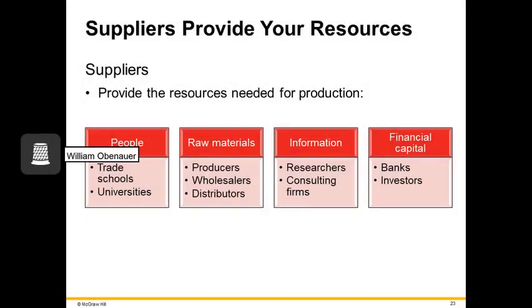Within our competitive environment, we also have suppliers, and suppliers provide the resources that we need for production. So, for example, we need people to work in our organizations, and we find those people through trade schools and universities. They train our employees for us. We need raw materials, and we'll get those from producers of product, wholesalers, and distributors. Sometimes we need information, and we have researchers and consulting firms who can provide that. And lastly, we need financial capital, and banks and investors can be great sources of capital for our businesses.